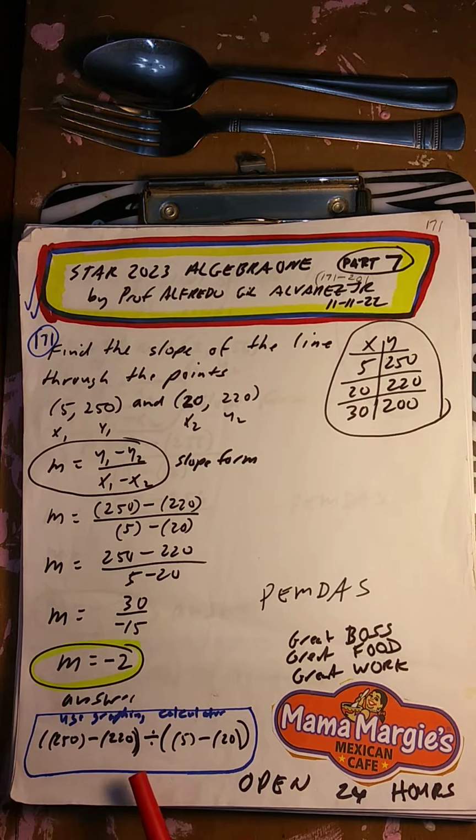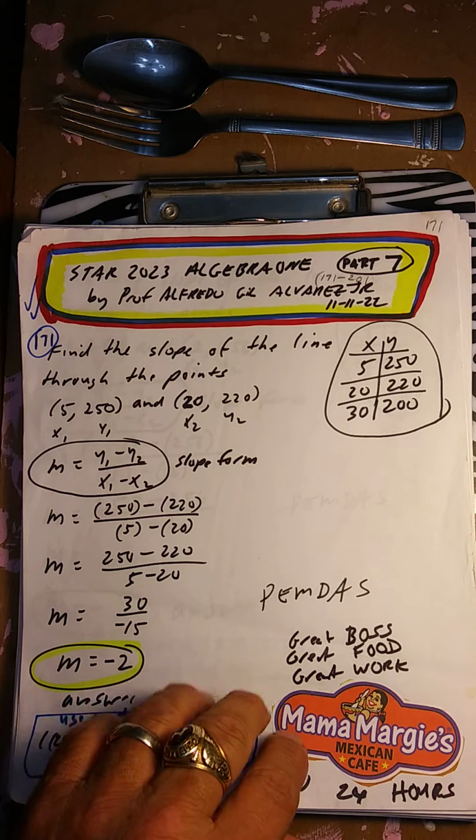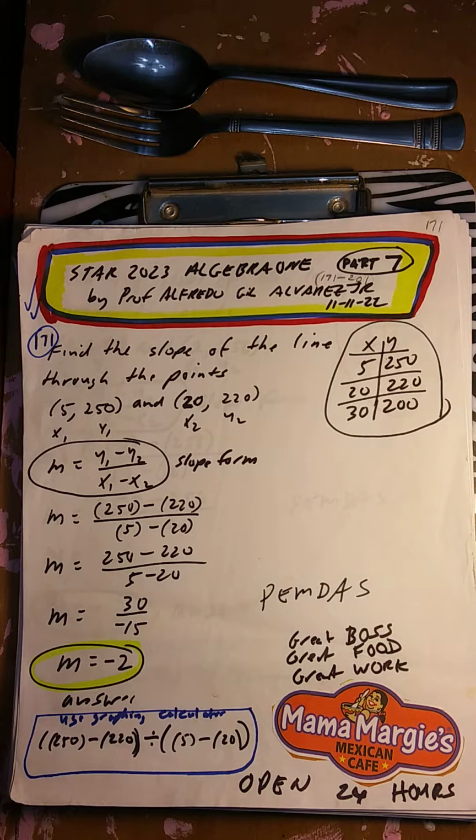Or you can use a graphing calculator if you want to. That works also. So the answer is, slope is negative 2. This is one version of the formula anyway.